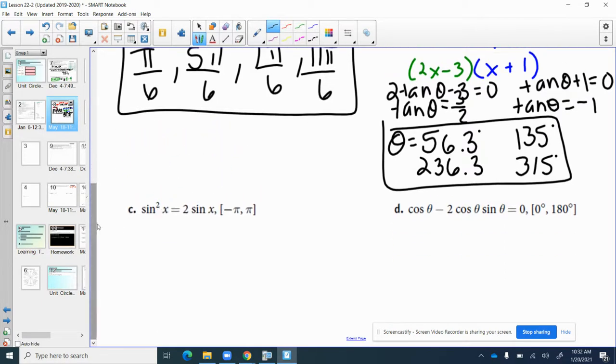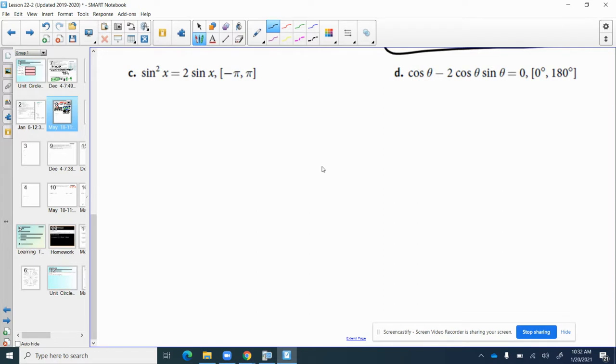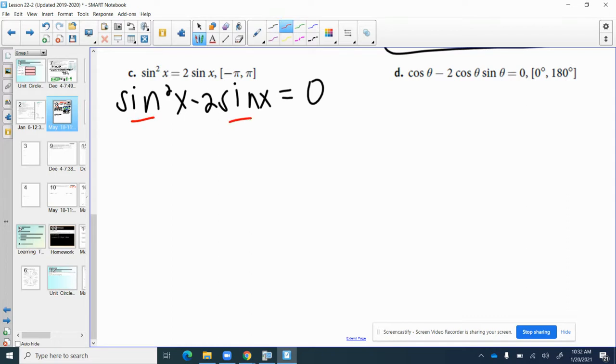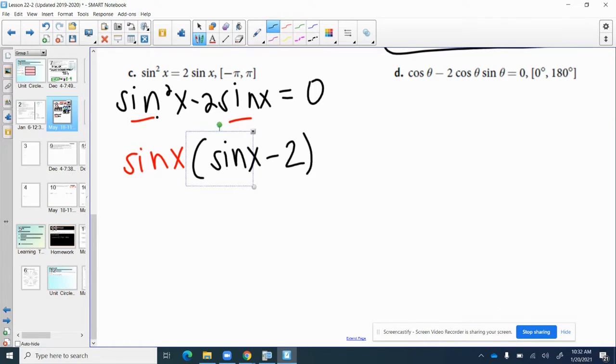Now, letter C is also going to require us to do a little bit of factoring. We saw an example like this in activity 20. We did a couple like this where we don't want to start by dividing that sine over. What we want to do is actually subtract the 2 sine x over and look at this as a GCF problem, right? They both have a sine x involved. So we're going to factor out that sine x. So now we have 1 sine x left here minus 2.